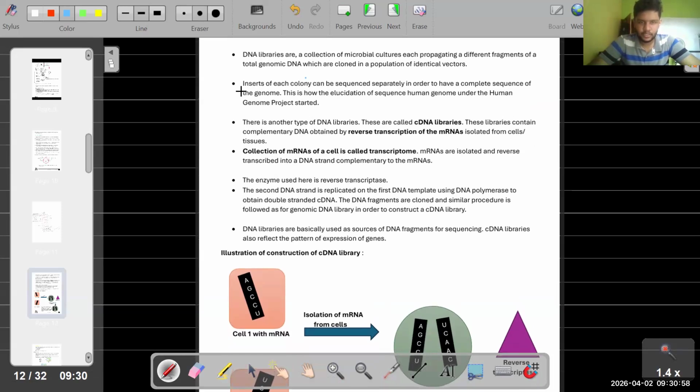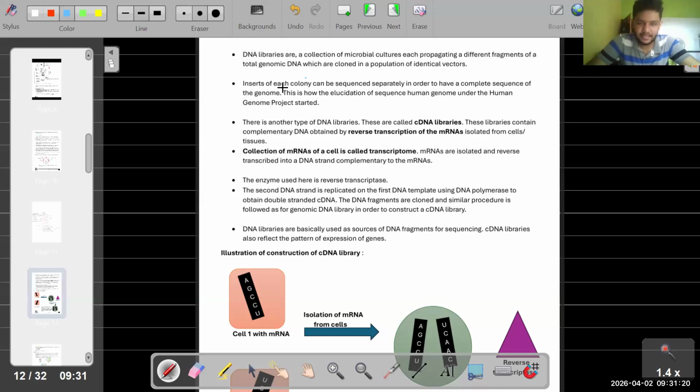Understood, right? Okay. Inserts. Inserts means the DNA of interest, which we are inserting into DNA, is normally called inserts. Inserts of each colony. Each colony means each transformed host cell can be sequenced separately in order to have a complete sequence of the genome. This is what I said as the reversible arrow.